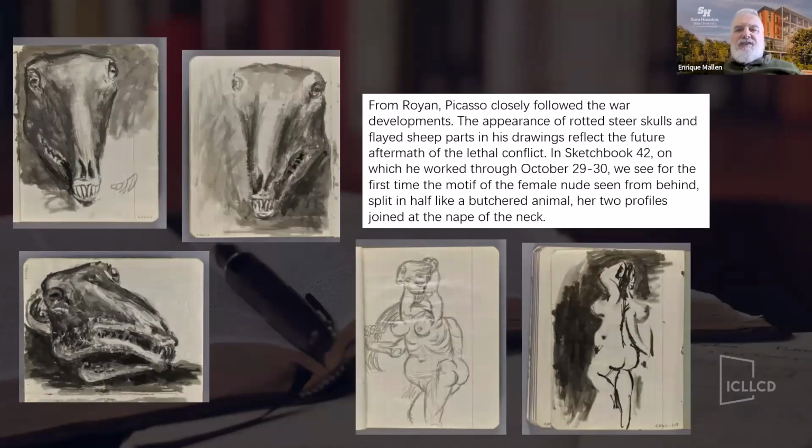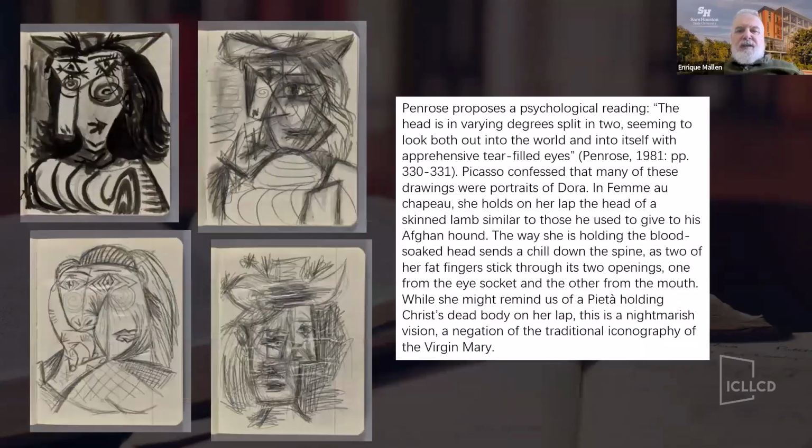The appearance of rotted steer skulls and flayed sheep parts in his drawings reflects the future aftermath of the lethal conflict. In Sketchbook 42, on which he worked from October 29th through 30th, we see for the first time the motif of the female nude seen from behind, split in half like a butchered animal, her two profiles joined at the nape of the neck.